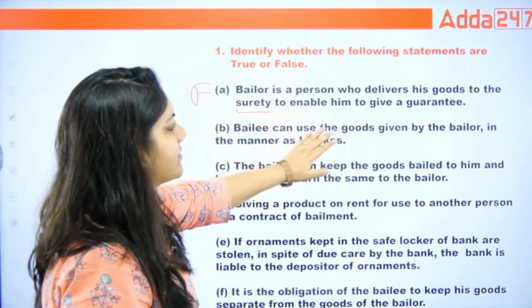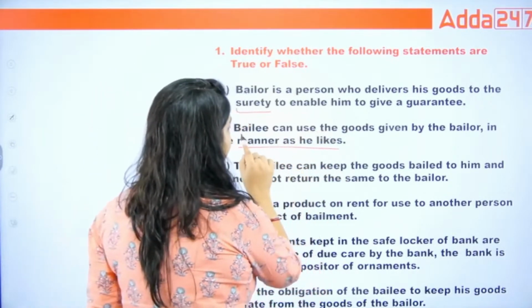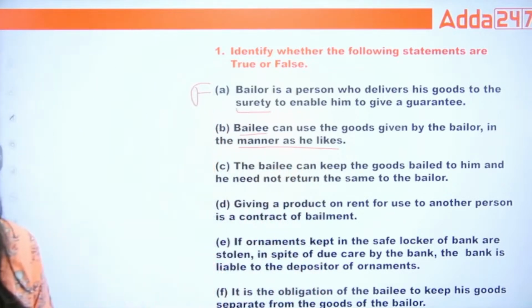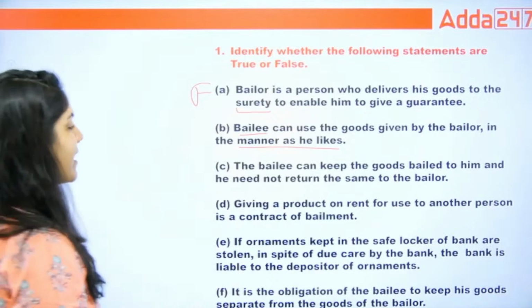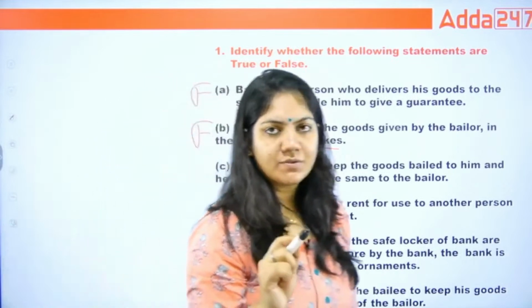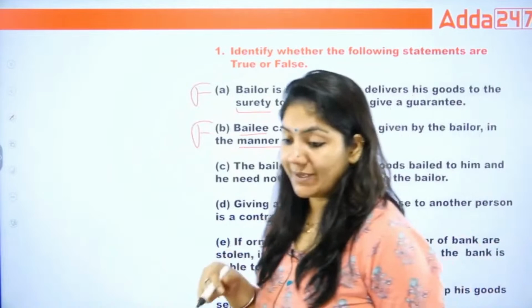Bailee can use the goods given by the bailor in the manner as he likes. It means the bailee can use the goods. Guys, is this a true statement? Tell me. The answer is absolutely false, because the bailee has to use the goods according to the direction which is given by the bailor, not the bailee.